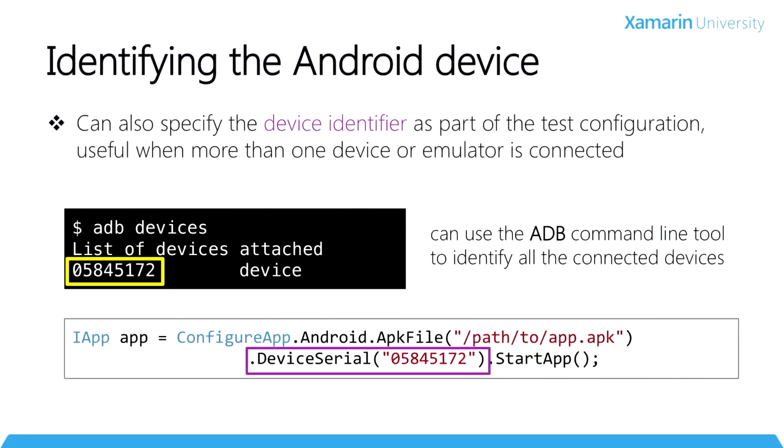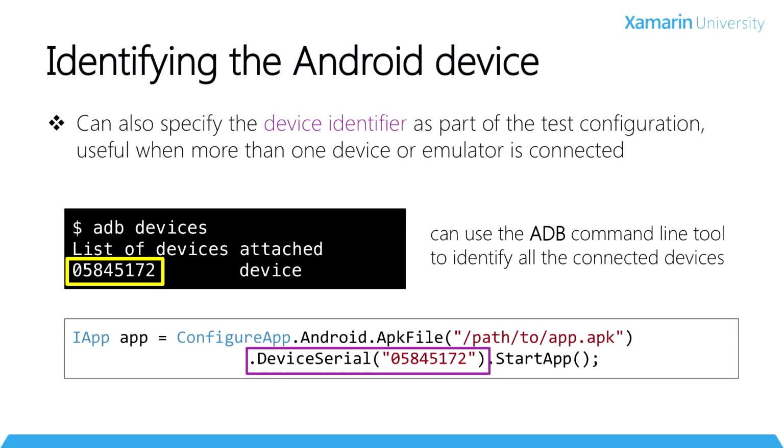Now, if you have an Android device connected to your computer and it's properly configured, then UI Test will attempt to deploy the application to the device and run the tests on it. If you have more than one device attached though, or there's an emulator running, then you'll need to provide the device serial identifier using the device serial method on your configure app, as you can see here in this code.